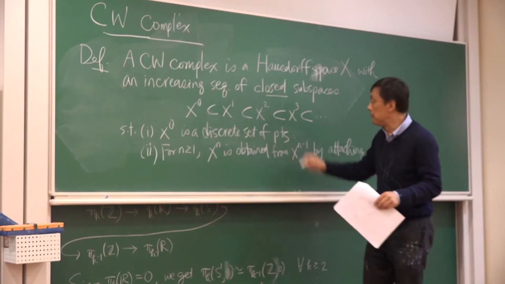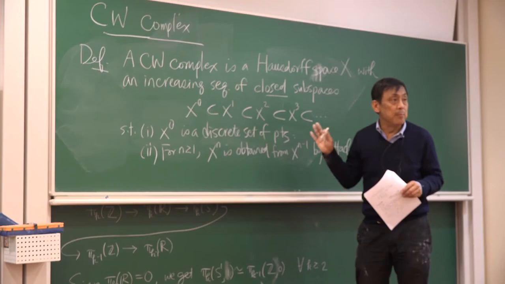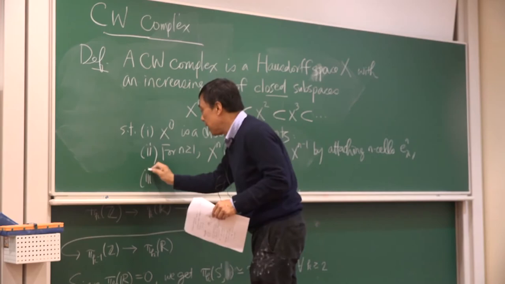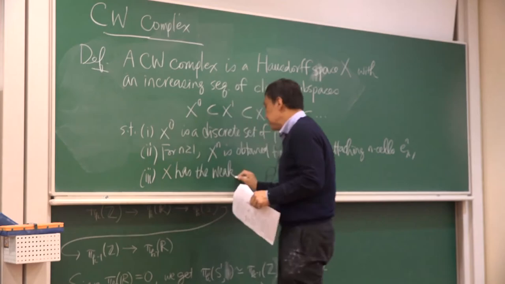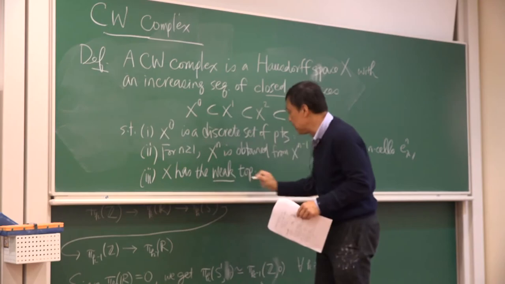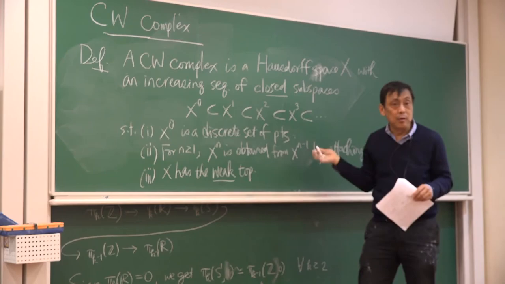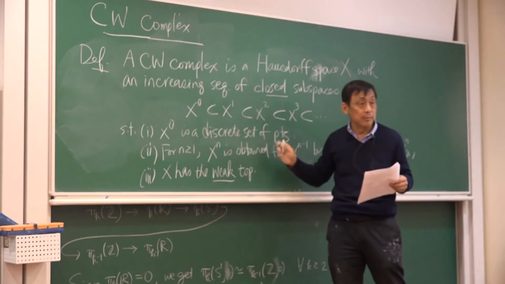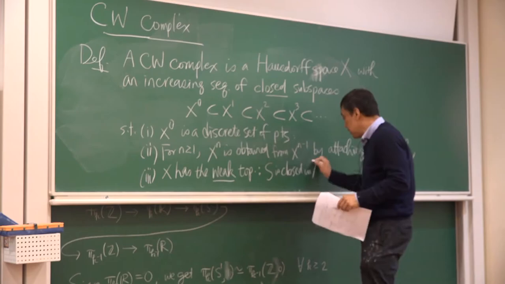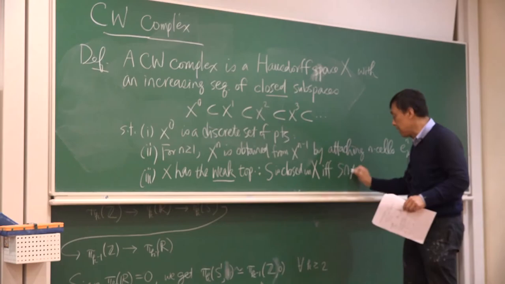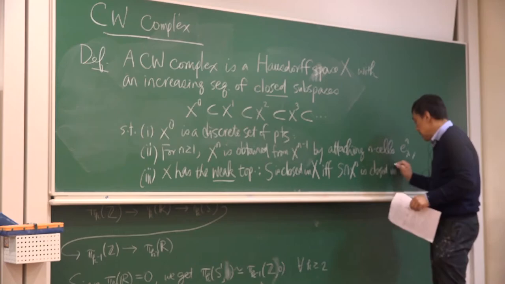And then you need to give a topology to X, and this topology is called the weak topology with respect to this sequence. The weak topology means that a set is closed if and only if its intersection with each Xn is closed in Xn. So S is closed in X if and only if S intersect Xn is closed in Xn.